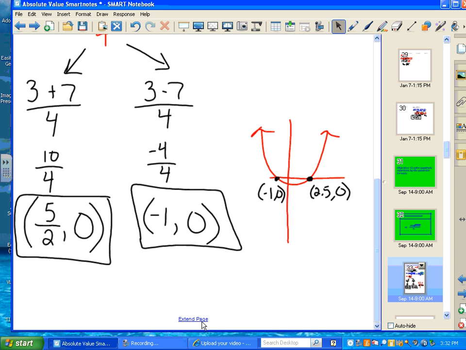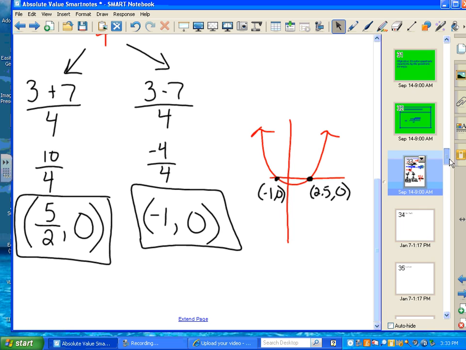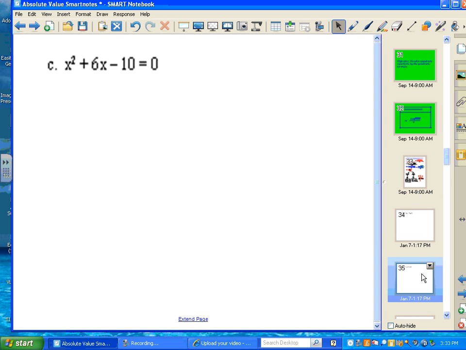Okay, let's jump to letter C. Okay, I'm not going to rewrite the formula this time because you have it in your notes. So letter C, we have x squared plus 6x minus 10 equals 0. So this is a problem that if you try to do AC grouping, you cannot find factors. So we have to use the quadratic formula. Okay, so let's first identify what A, B, and C are. Always identify first what A, B, and C are.